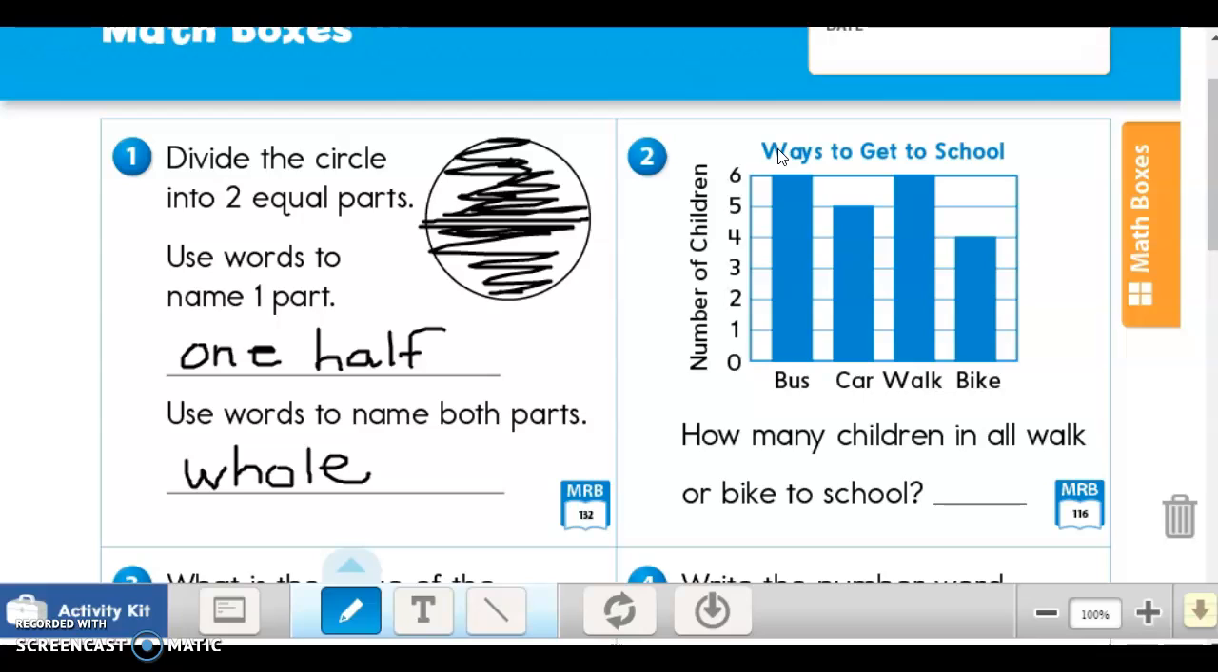Question two. This is a graph and it says ways to get to school. Number of children, bus, car, walk, bike. It's always a good idea to read all the information around your graph when you're answering your questions. How many children in all walk or bike to school? How many kids bike? Let's see, here's bike. Looks like it goes up to four. So four kids bike. How about walk? Six, it looks like. So I've got six and four. Six and four is 10.